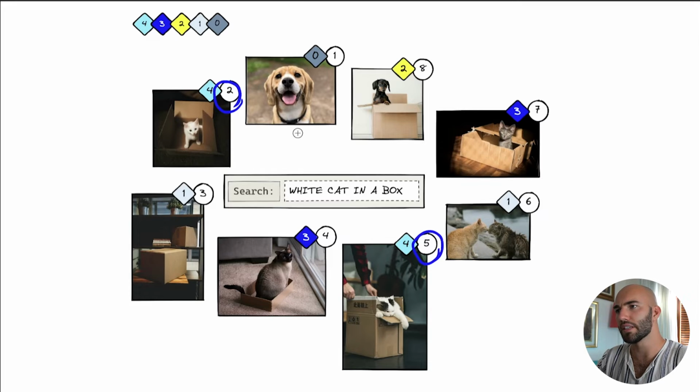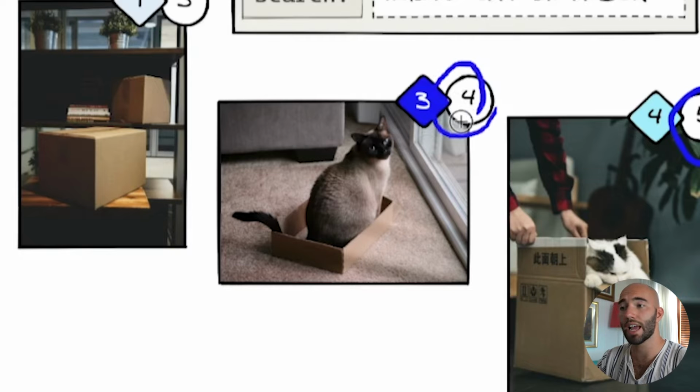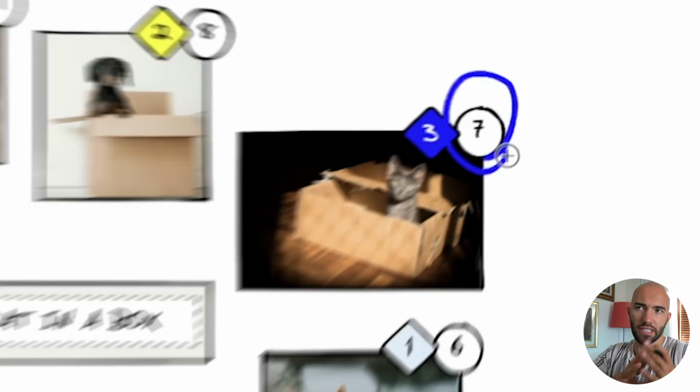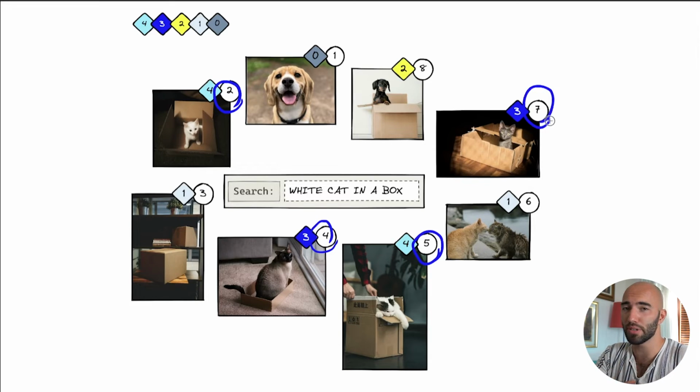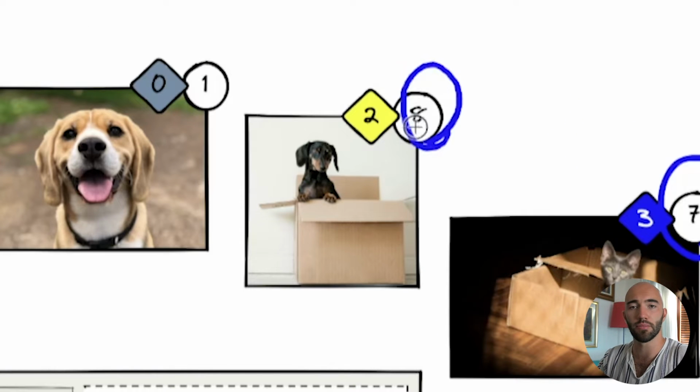And then we have some other things. So let's go down. We'll go down to 3s. So here, number 4, we have a cat in a box, but it's not white. And the same for number 7. So it's still relevant. There's a cat in a box, but it's not a white cat. So it's less relevant. And we go down to number 2. So here, item number 8, and it's being ranked 2 because it's a dog in a box. So it's a domestic animal in a box. So it's sort of in the middle. It's kind of relevant, but it's not relevant at the same time.